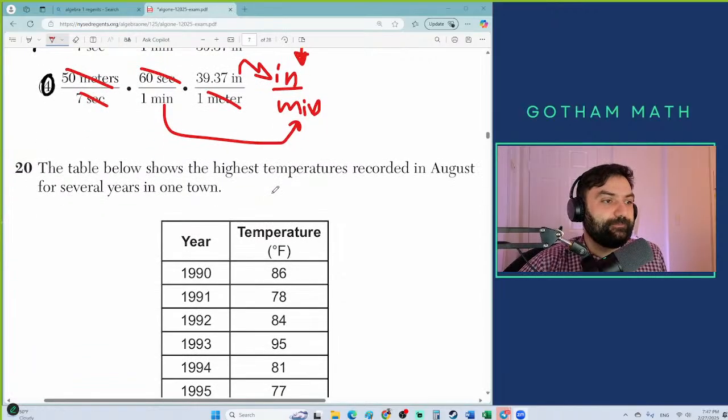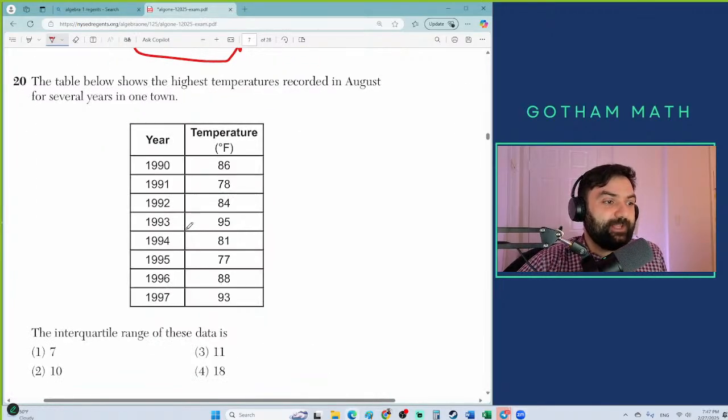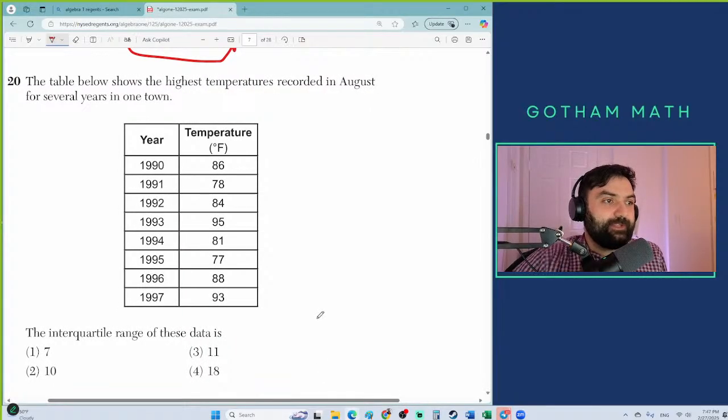Moving on. So this is the question that I had a little bit of trouble with last time. But you know what I didn't notice? Okay, so the table below shows the highest temperature recorded in August for several years in one town. The interquartile range of this data is... So the interquartile range is the median of the first two quarters, I'll show you.